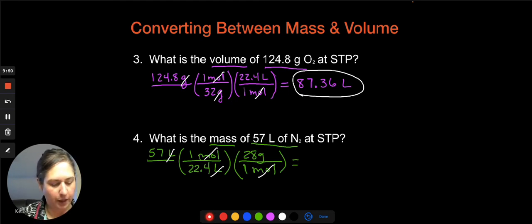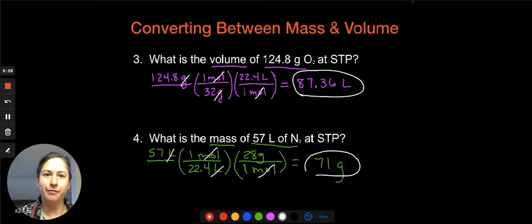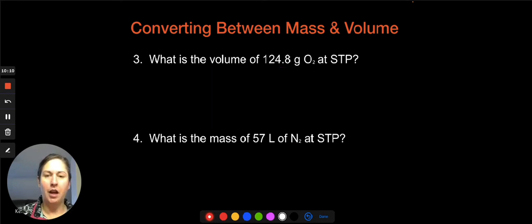So let me go back. 71, 2 significant digits, grams. Pre-calculated, of course, for you. So we just end up flipping those conversion factors the opposite way. I always like to just check and use those units in order to help me solve these problems. I hope that's helpful for you, and we'll take a look at more of these in class.